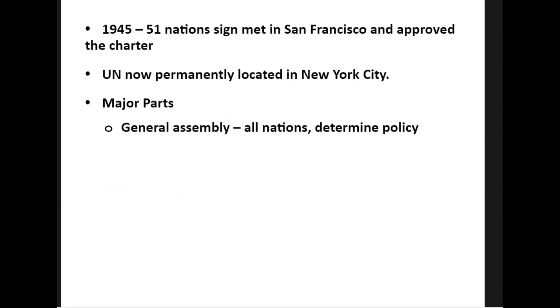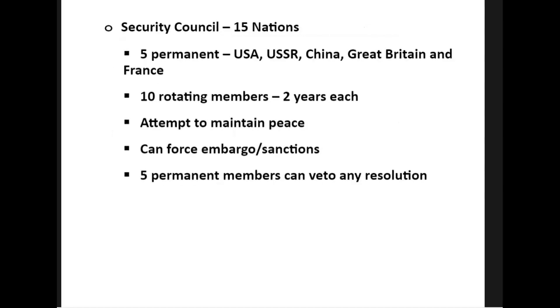Forty-five to 51 nations signed the charter. It becomes permanently located in New York City. There you have some major parts: the General Assembly, where all nations determine policy. There is a Security Council of 15 nations with the permanent members, as you see there, and 10 rotating members. It's really an attempt to maintain peace, and it's been reasonably successful. We haven't had a huge war. We still have had war, but not anything on the scale of the world wars.